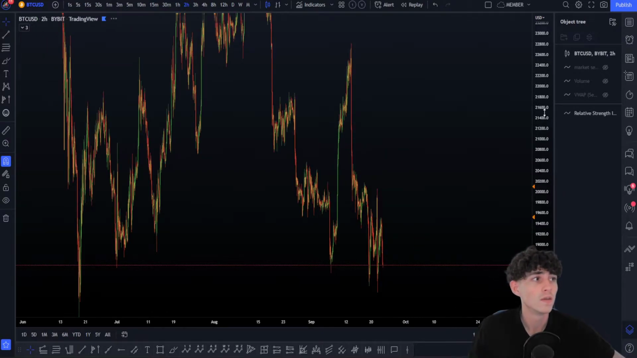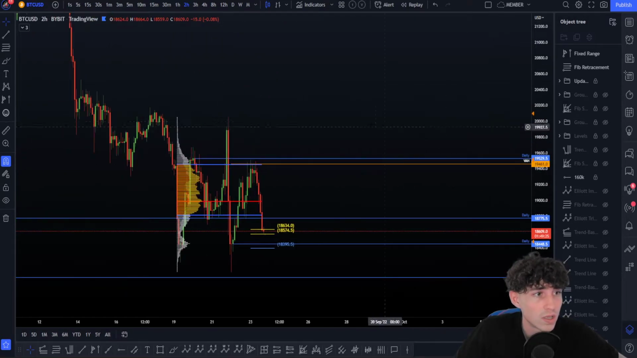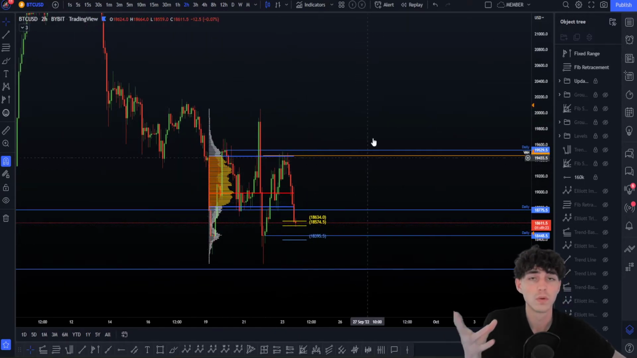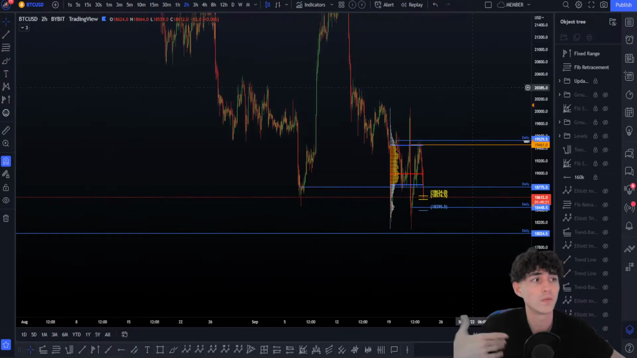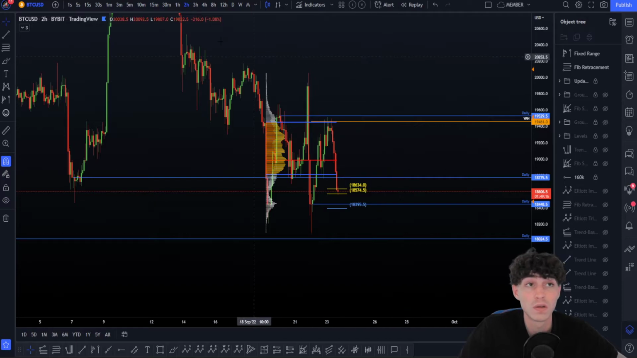Okay, here the only thing you have to do is just add some levels. So here are the levels clearly to be aware of, and of course this is more for a lower time frame. I'm not going to cover the bigger time frame, this is for VIPs. Okay, but this is the lower time frame. These are the lower time frame levels.